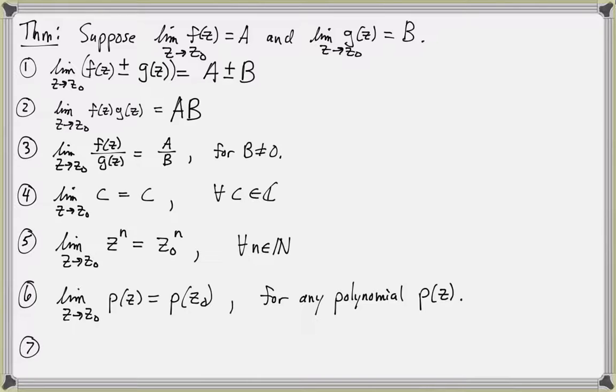And the final part of this theorem is that the limit of the absolute value of f of z will equal the absolute value of the limit a. So with this theorem in hand, let's evaluate some other limits of polynomials and rational functions.